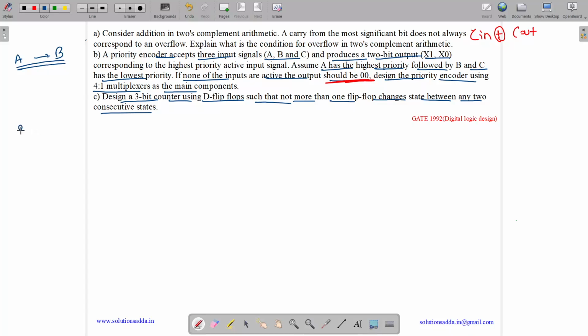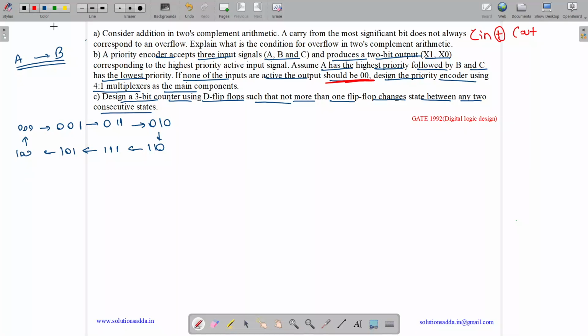If we start with 000, the next state will be only a change of one bit, which means 001. Next will be 011. Next will be 010. Next will be 110. Next will be 111. Next will be 101. See, every time only one bit is changing. This one is changed to 0. Then we have 100. This one is changed to 0. Then this one is changed to 0. Now let us draw the table for this.